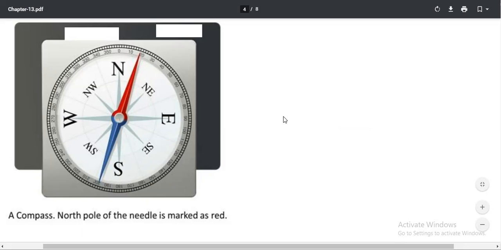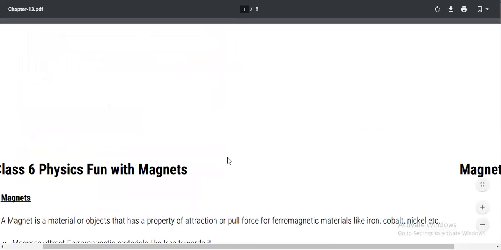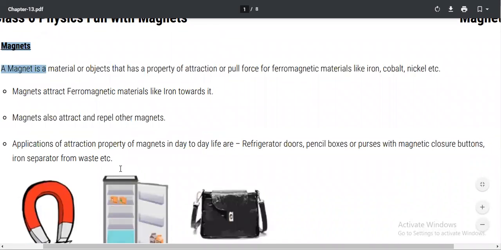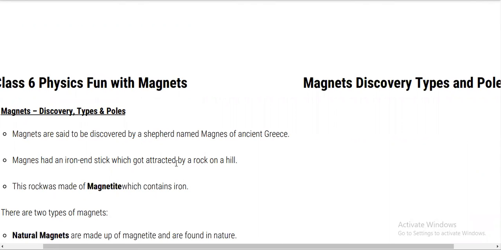As you know from the last few videos, we were continuing with our 13th chapter of science, that is Fun with Magnets. In this chapter, we already discussed different topics: what is a magnet, what is magnetic material, and where the magnet is used in our daily life. What are the applications of magnets in our day-to-day life? And the next topic, where the magnet was discovered, why we named it magnet, and the types and different poles of the magnet, we already discussed.